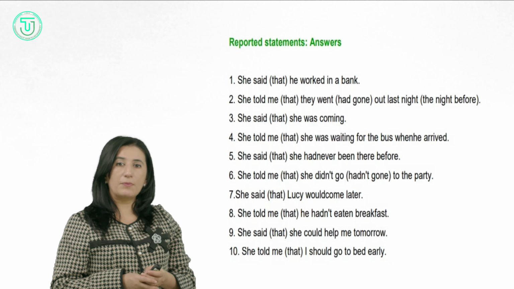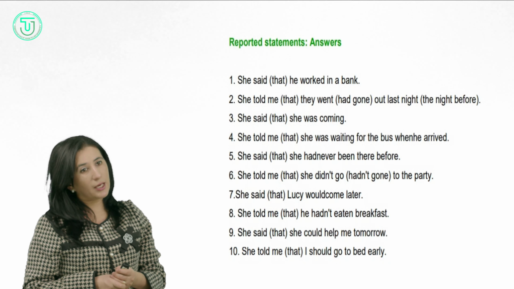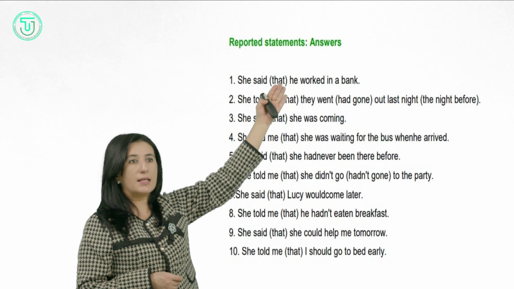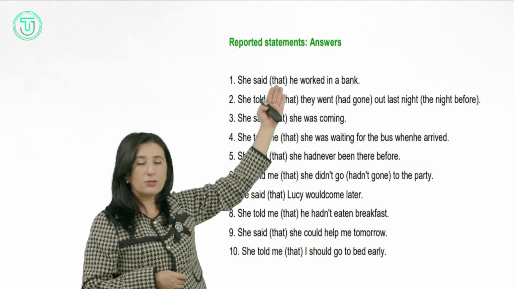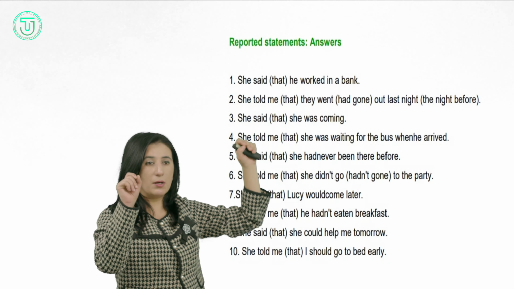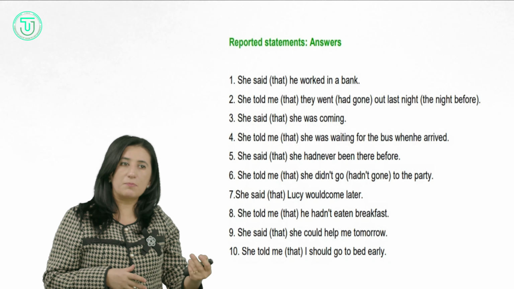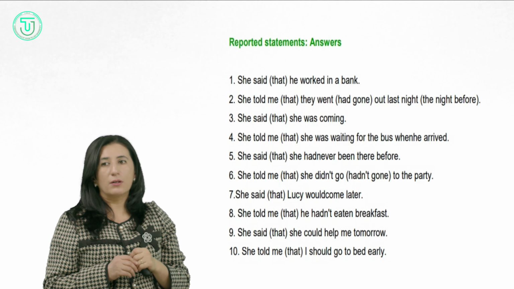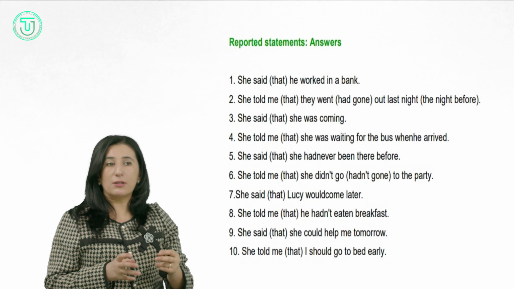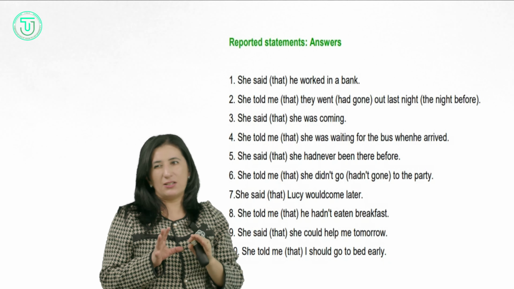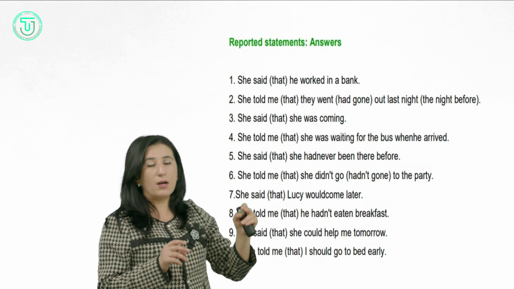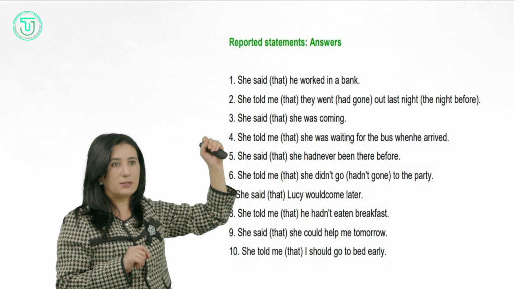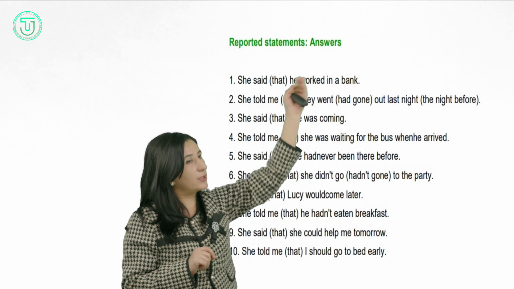Now we can see how it sounds with the correct answer. You can check your exercise in your notebooks. As we said, she said that he worked in a bank. As you see, that is put in brackets. In some languages, for Russian and Uzbek speaking audiences, we have modifiers like ki or "что". It sounds like we need that, but in English it is not so necessary to use that. She said he worked in a bank, or it is also correct to say: she said that he worked in a bank.